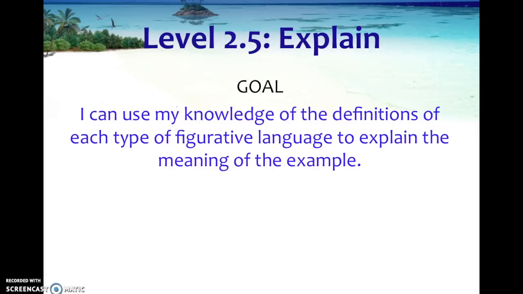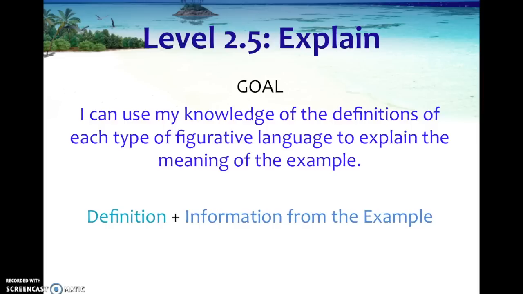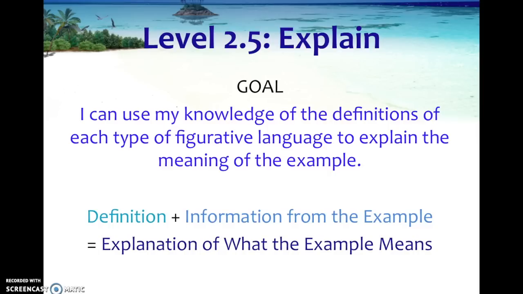So we start with the definition of the figurative language that we already know, and we're going to add in the information from the example we're given. Those two pieces combined are going to allow you to explain what the example actually means. Sounds pretty simple, and I think it is. So let's take a look at some examples and we'll see how it works.